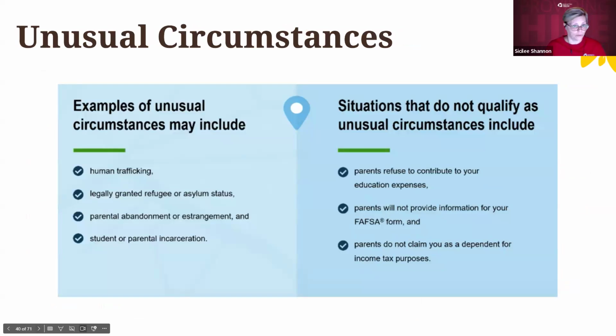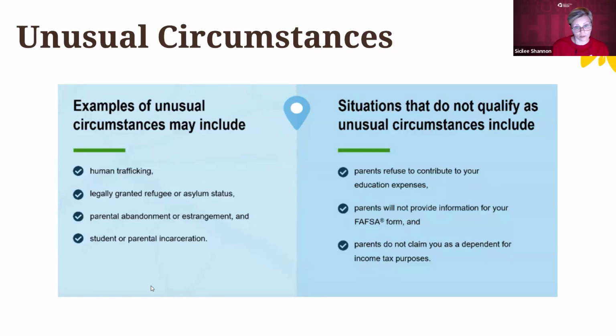Now, as we know, we do come across unusual circumstances. These are some examples of unusual circumstances that could pertain to you on the FAFSA, such as human trafficking, legally granted refugee or asylum status. In some cases, if you've had estrangement or abandonment from your parents, and for students who are incarcerated or have incarcerated parents, rather.